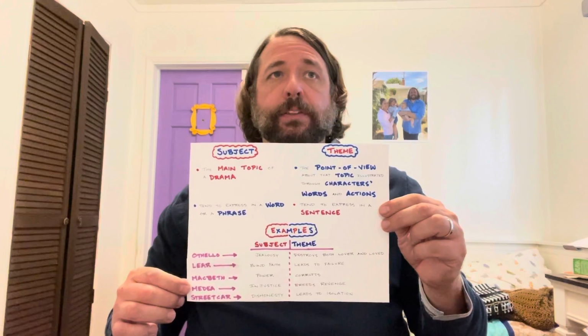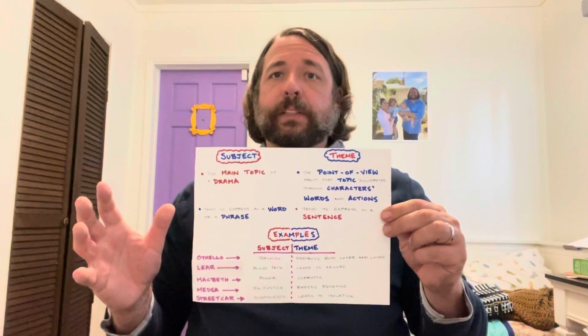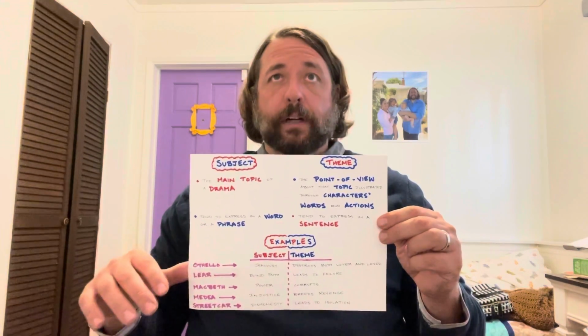For Shakespeare's King Lear, blind faith leads to failure. For Shakespeare's Macbeth, power corrupts. For Euripides' Medea, injustice breeds revenge. For Tennessee Williams' A Streetcar Named Desire, dishonesty leads to isolation. In all 5 of these sample theme statements, the first word, or 2 words, in the case of blind faith, express the subject, the main topic, and the rest of the sentence expresses the theme, the point of view about that topic illustrated through the drama.